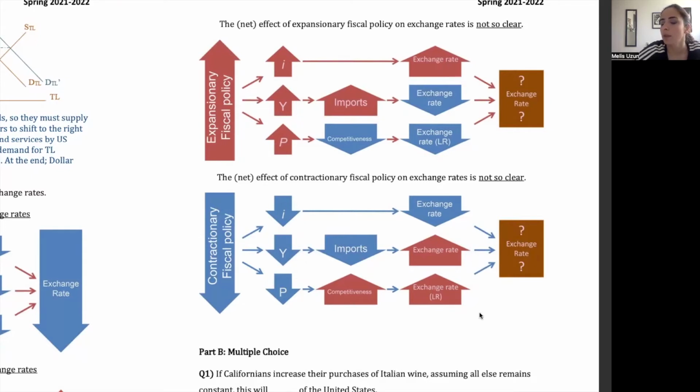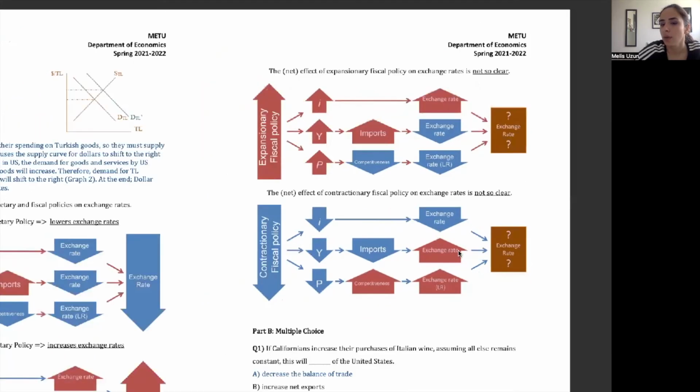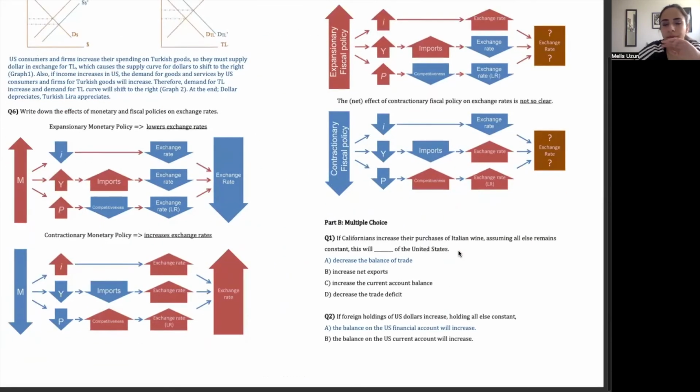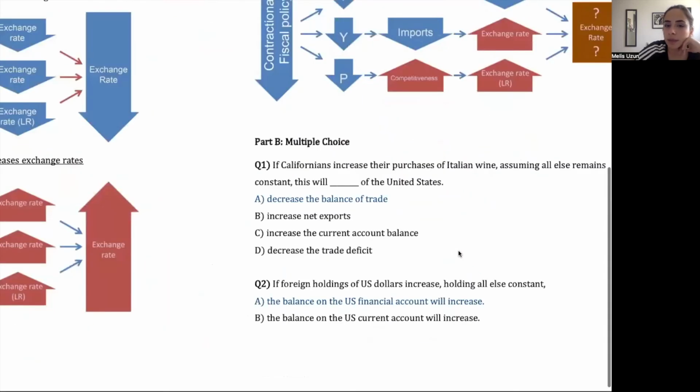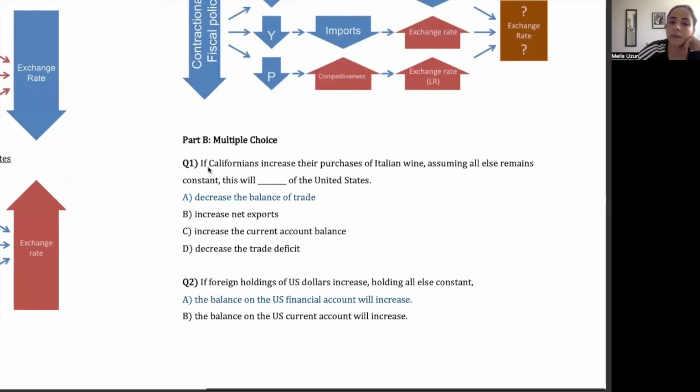That's why we don't know the net effect on the exchange rate, because there is a decrease and two increases. So it is not clear. So let's look at the multiple choice question. If Californians increase their purchases of Italian wine, assuming all else remains constant, this will blank of the United States.